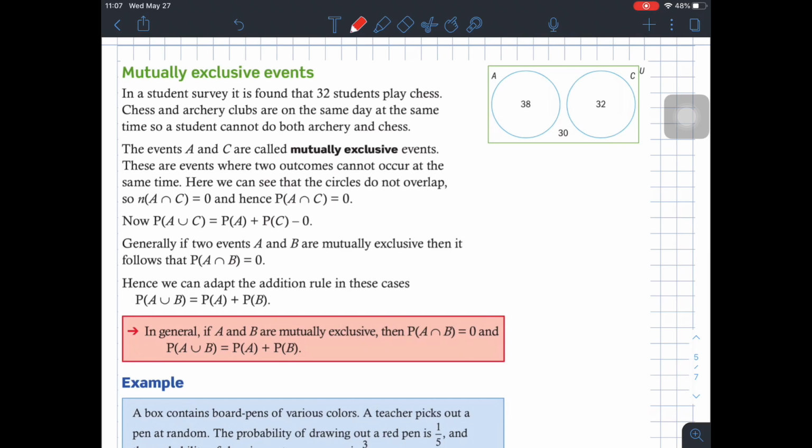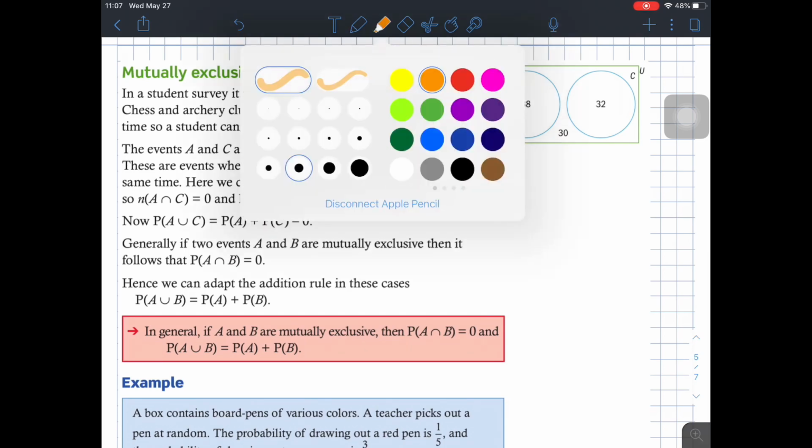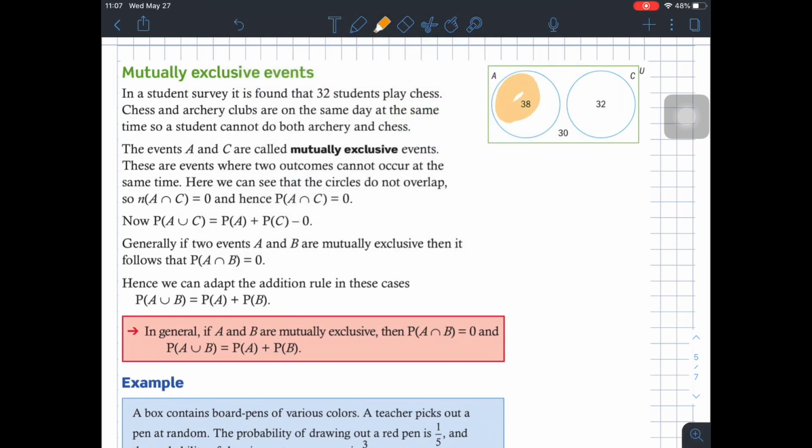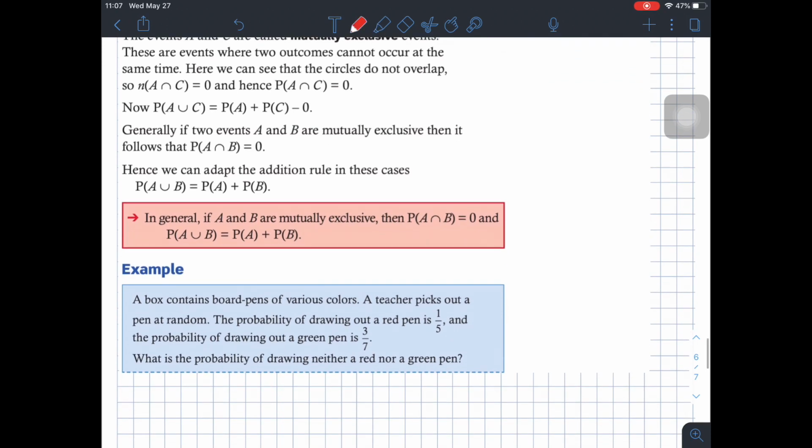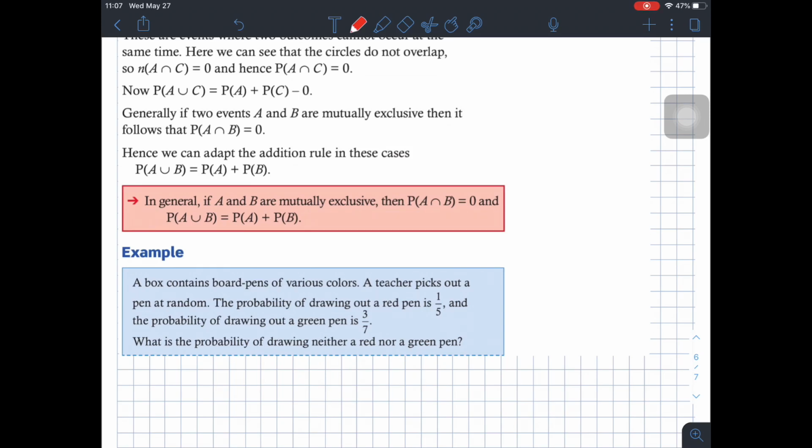If I want to find the union, remember the union implies painting all of the circles. So this circle and this circle. So the union would be 38 plus 32 directly, right? And as there's no intersection, we do not subtract any other number. Okay. So here it says, in general, if A and B are mutually exclusive, then the probability of the intersection is 0, and the probability of the union would be probability of A plus probability of B.